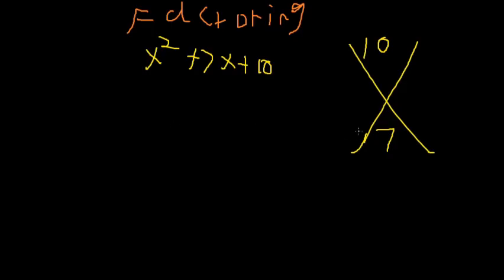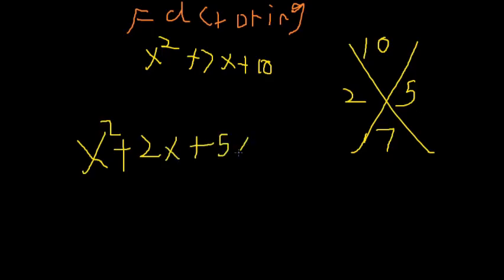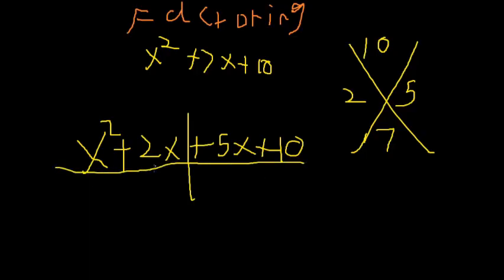Now we need to find two different numbers, two common factors that add to 7 and multiply to 10, which would be 2 and 5, because 2 plus 5 equals 7, and 5 times 2 equals 10. So now we have to split the equation in half. We have x squared, then we take out 2x, so x squared plus 2x, then 5x, plus 10. Now we go down the middle and split this equation in half. And now we need to find each common factor for each.